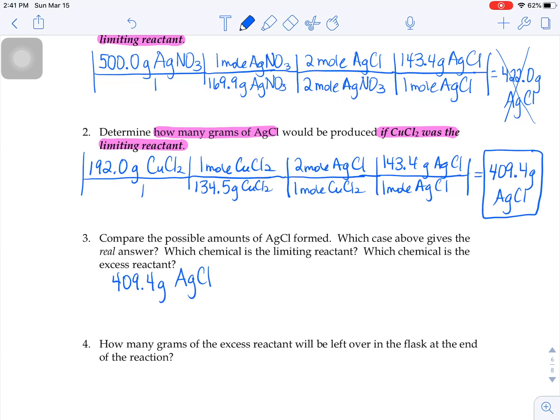So the chemical that's our limiting reactant, the one that limits how much product you could make, would be the copper 2 chloride. It's the chemical that we would run out of first. It's the one that limits how much product we can make. That by default then means that the silver nitrate is our excess reactant.